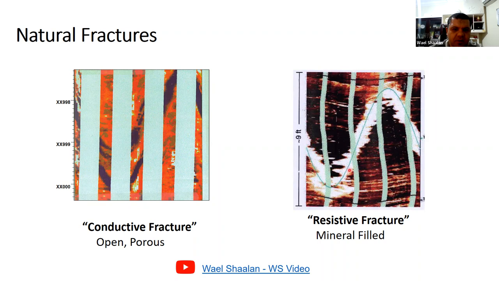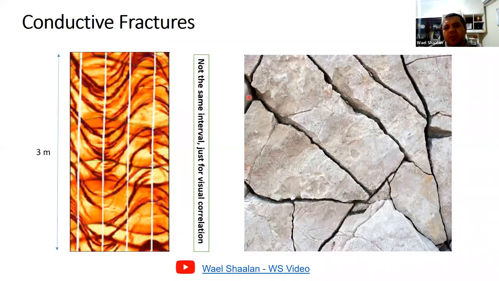And here in this case, vice versa, this one is resistive. This is resistive, which means maybe 100 ohm meter, 200 ohm meter, and the surrounding will be lower in resistivity, so might be 2 ohm meters, 3 ohm meters, and so on. So the color scale of the image: dark means conductive, or low resistivity, and light colors mean high resistivity. Usually this dark color comes from an open fracture like this one.